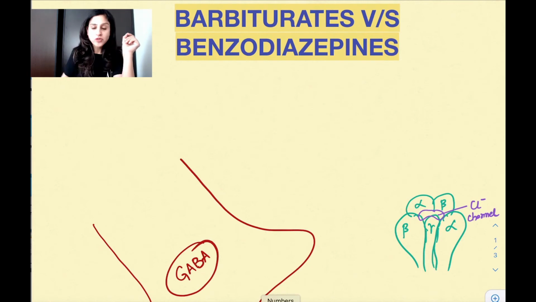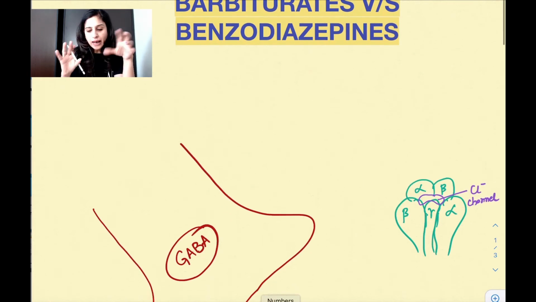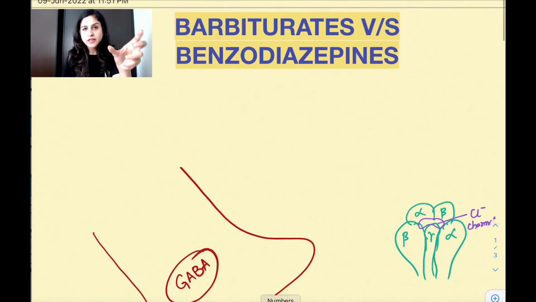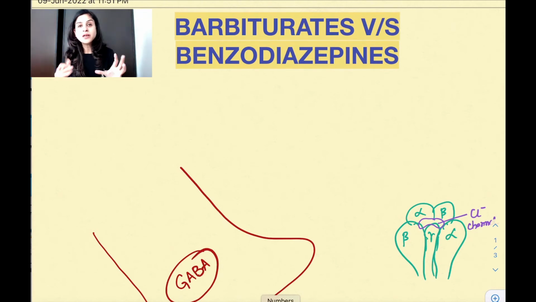Barbiturates versus benzodiazepines. Now see, barbiturates like phenobarbital, thiopentone and so on, are currently no longer used as sedative hypnotics because they're no more safe drugs. While benzodiazepines have gained more popularity and are much safer drugs. Now let's see what in their mechanism makes them different. One is safe and the other one is unsafe.